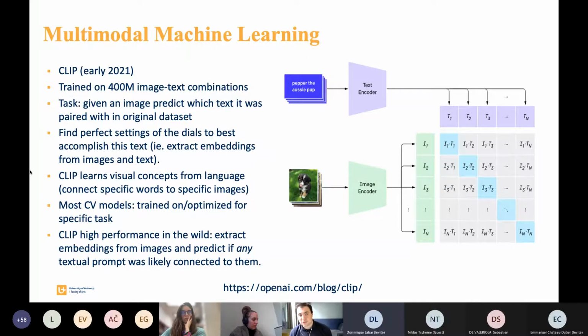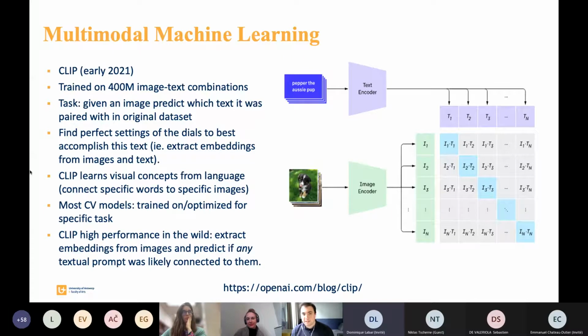And the authors of the paper that introduced CLIP hypothesized that this allowed CLIP to learn visual concepts from language, so that it could connect specific words to specific images. This is very different from most computer vision models that are only trained on or optimized for a very specific task, for example, for finding faces or for finding a limited number of objects. CLIP, on the other hand, has a very high performance in the wild, as it is called. So it performs very well on tasks for which it was not trained. So it can extract embeddings for images and then predict if any textual prompt you can think of would be likely connected to them.